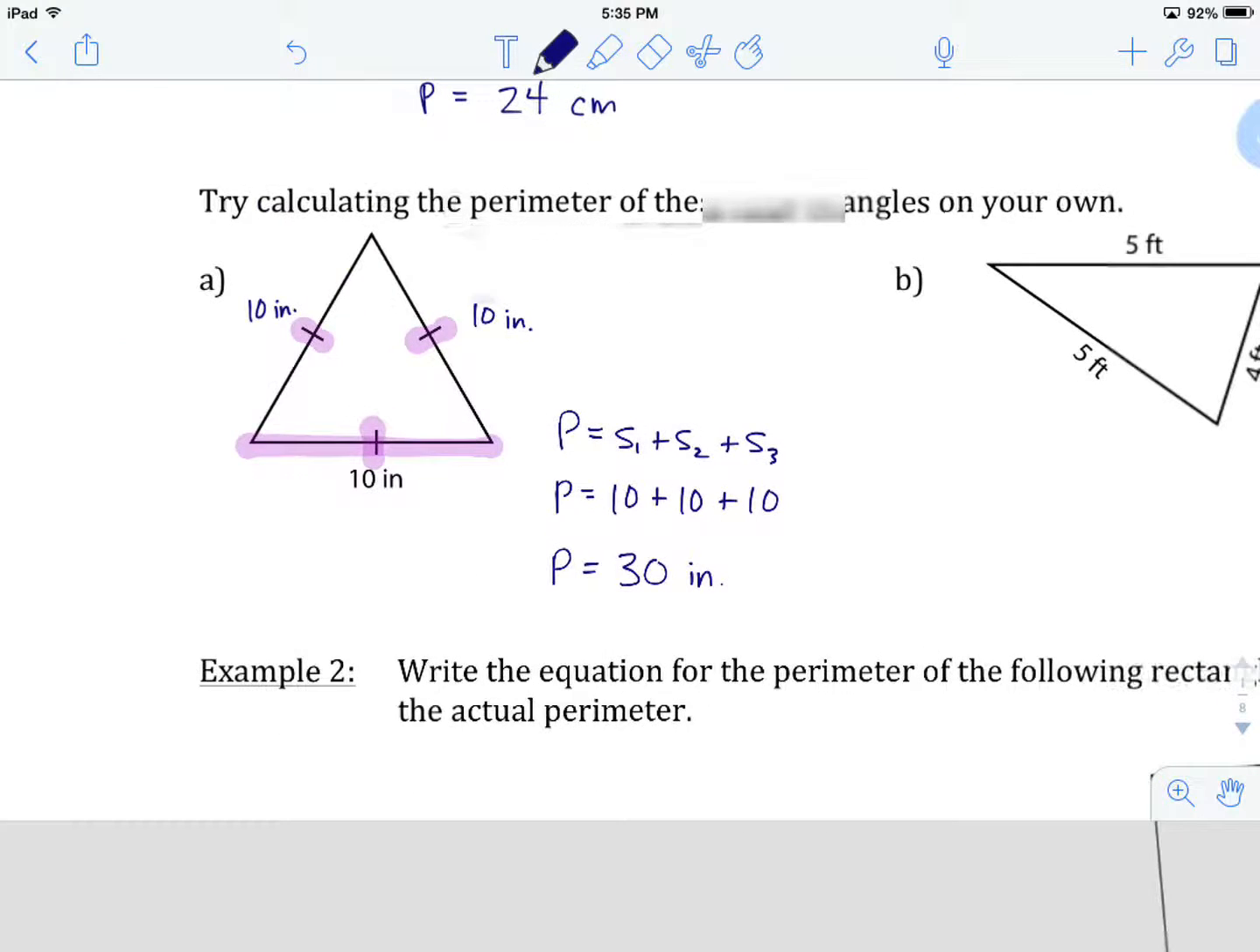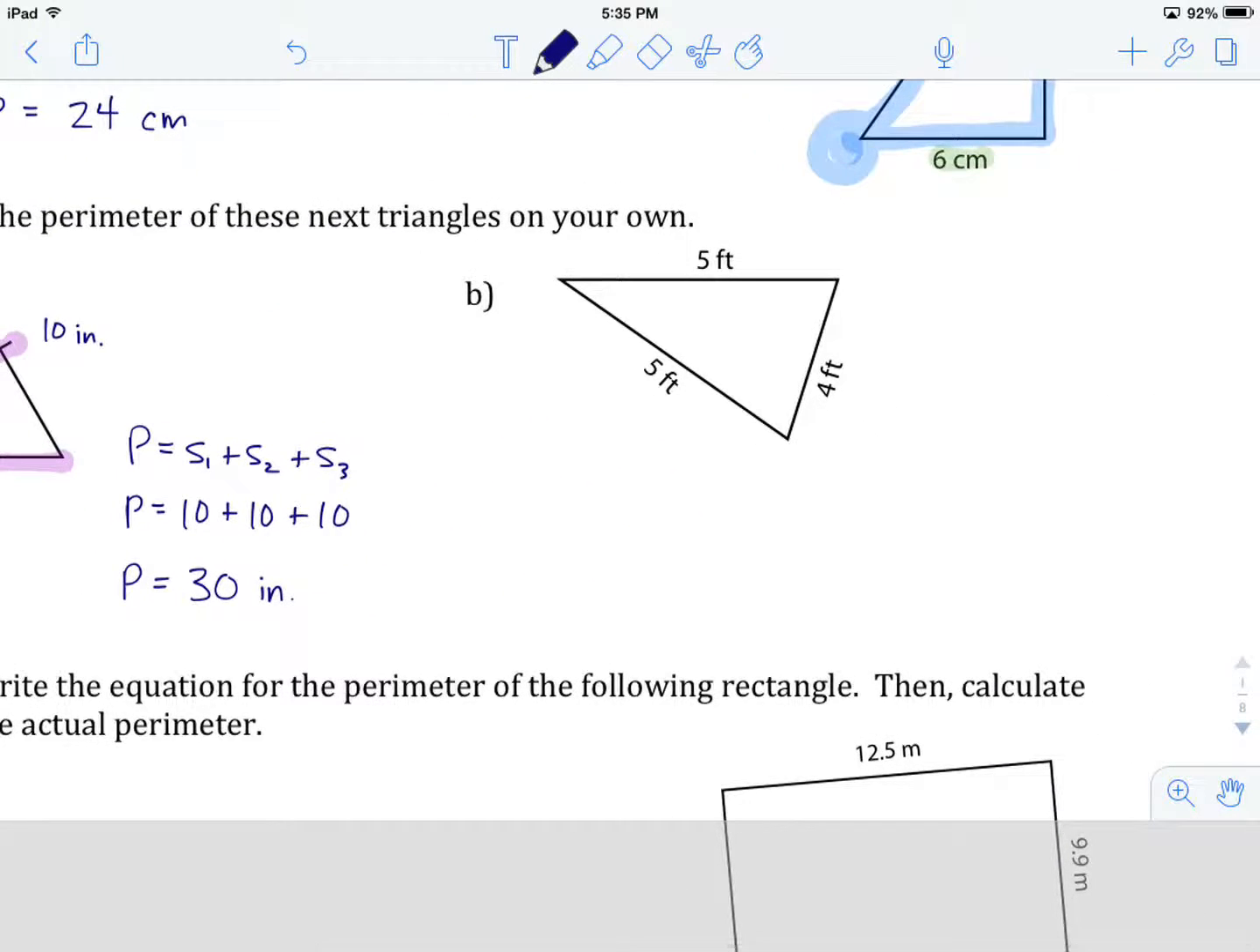Now what I'd like you to do at this point is hit pause on the video and try B on your own. When you've got it done, come on back and we'll see how you did. Okay, you're back. Let's have a look at example B.